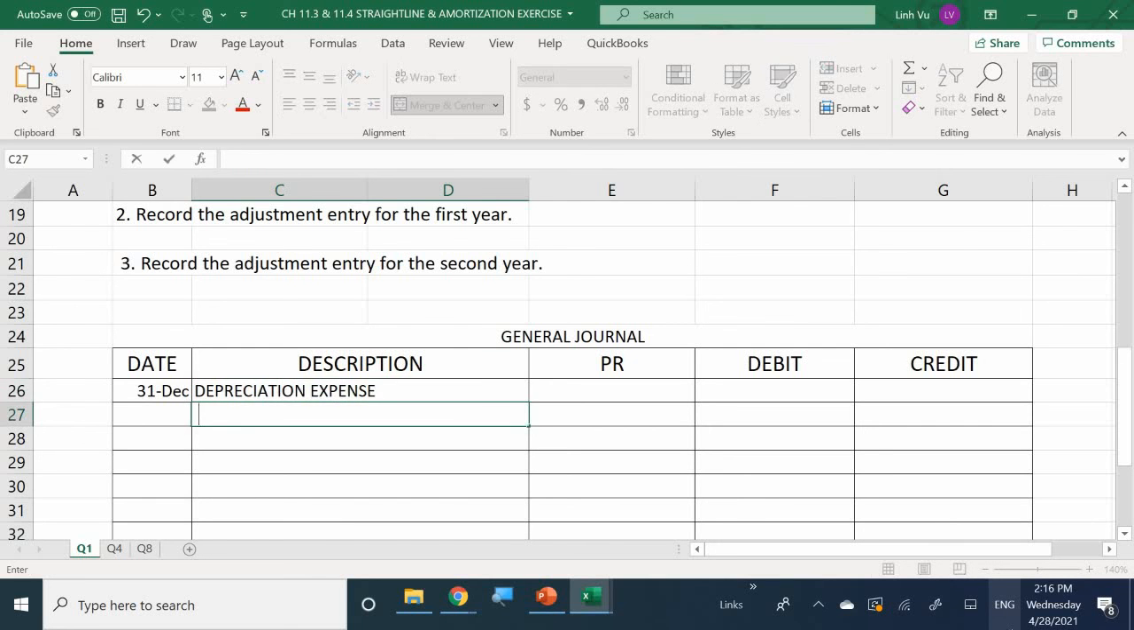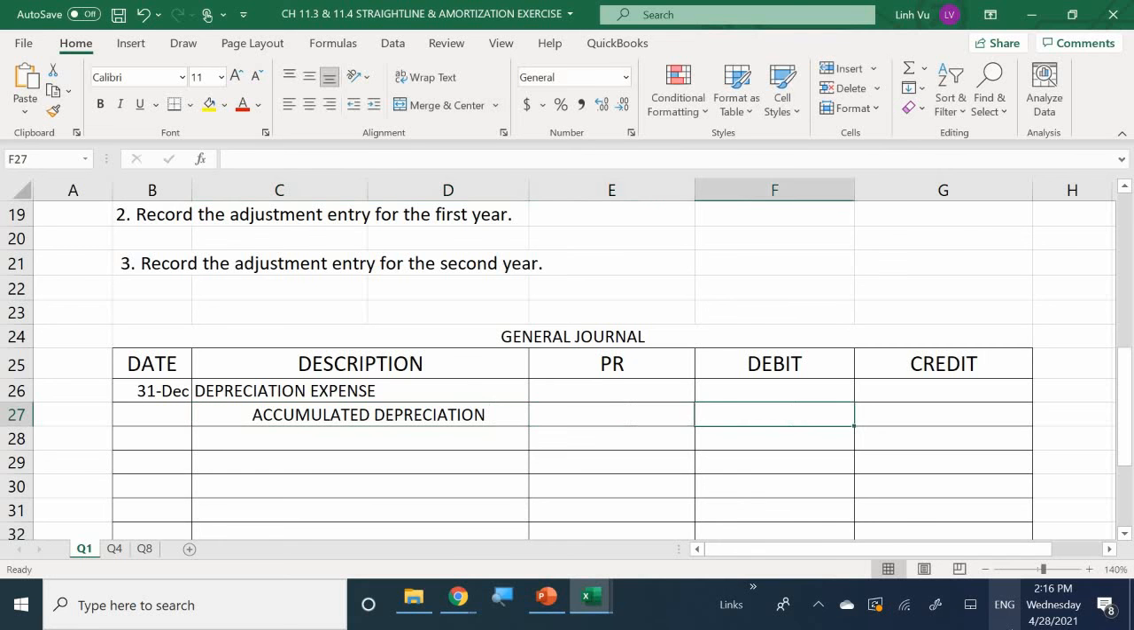Okay, and what else? Accumulated depreciation. Would we... For what? What was that, Nicole? Oh, no, nothing, sorry. Okay. How much is it going to be for the first year? $50. It's going to be $50.